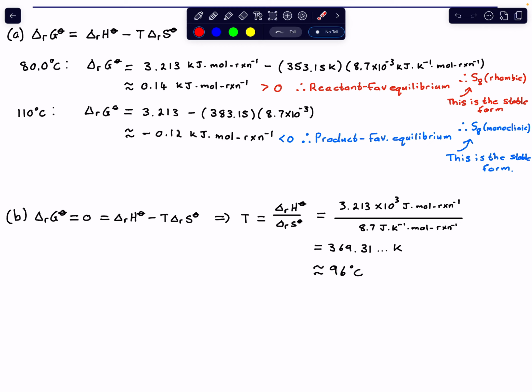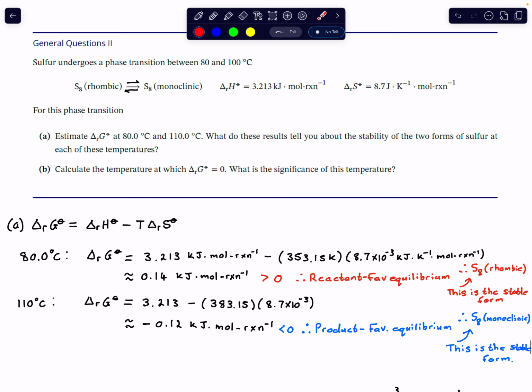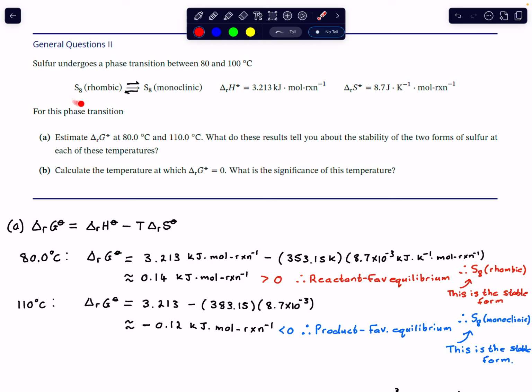So this is the significance: this is the temperature where the delta G switches from being a reactant favoring to a product favoring equilibrium. But physically what it means is that it is the phase transition temperature. So literally it's where the system will undergo a phase transition. Below this temperature, you'll mainly see the rhombic form. And then at that temperature, you'll start to see an equilibrium. And then higher than that temperature, you'll only encounter the monoclinic form.